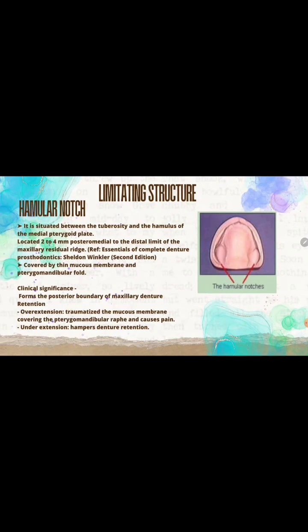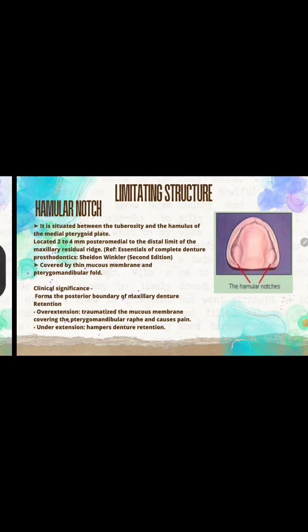Hamular notch is situated between the tuberosity and the hamulus of the medial pterygoid plate. It is located 2 to 4 mm posteromedial to the distal limit of the maxillary tuberosity of the residual alveolar ridge. The clinical significance is that it forms the posterior boundary of the maxillary denture and aids retention. These are under the extension of the denture for retention.